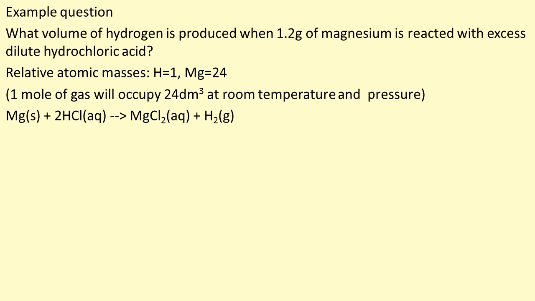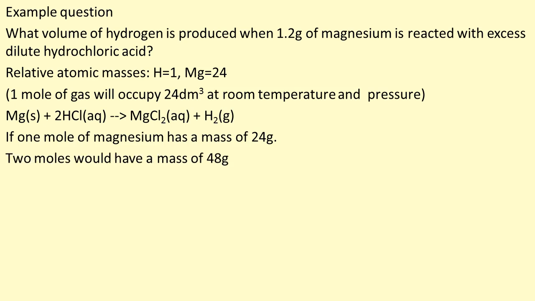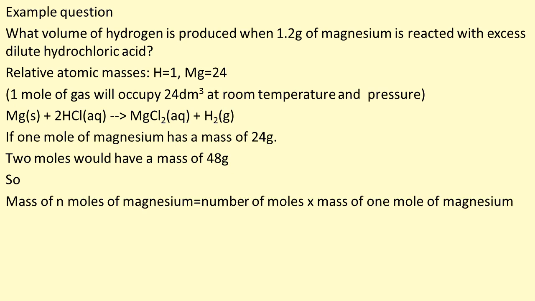So first let's generate our equation. If we had 1 mole of magnesium, it would have a mass of 24 grams. If we had 2 moles of magnesium, it would have a mass of 24 times 2, so 48 grams. So we could generalize this as an equation. The mass of a certain number of moles of magnesium will be equal to the number of moles of magnesium multiplied by the mass of 1 mole of magnesium.